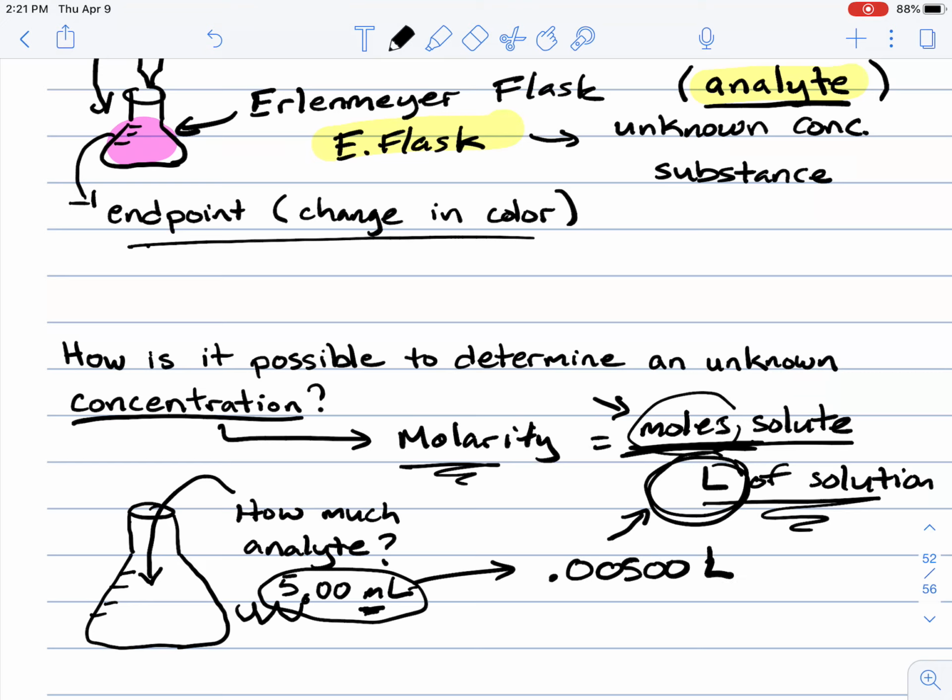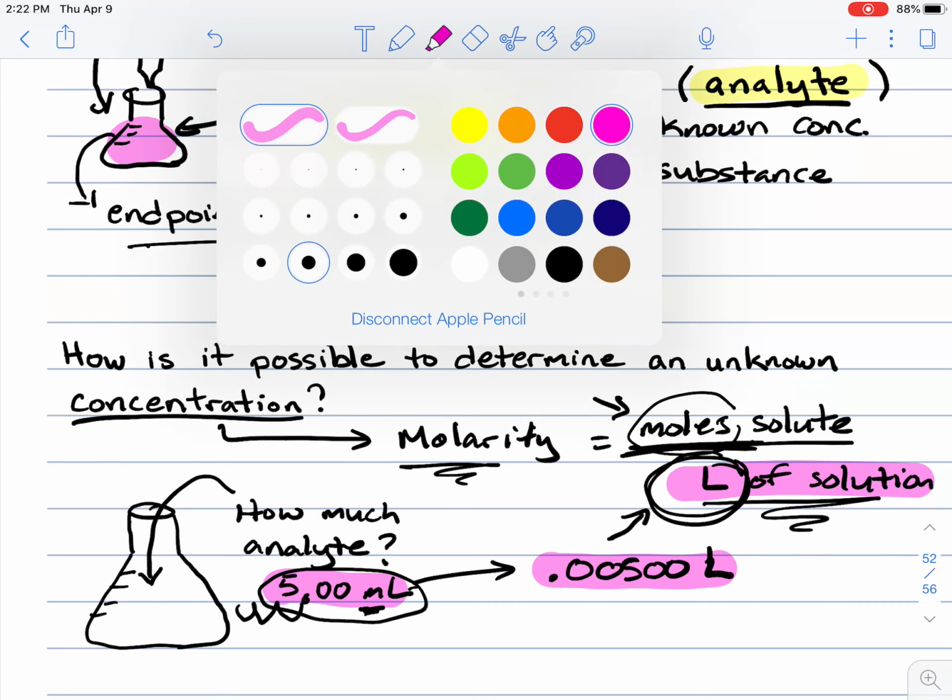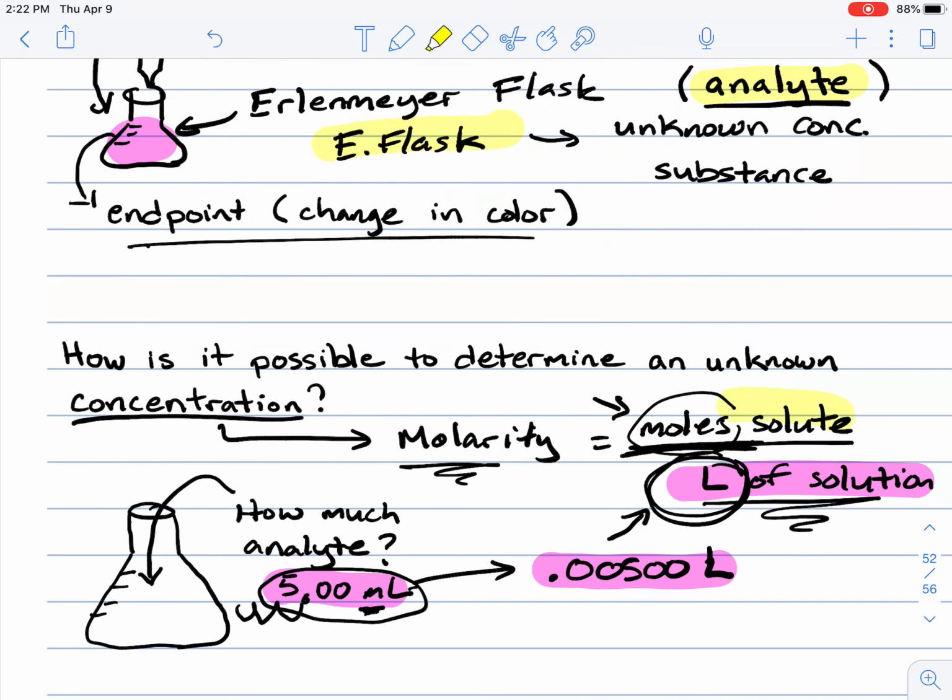Okay. And so that's pretty simple. We measured how much analyte we're using. We converted that into liters. We're going to plug that into the denominator because that's going to represent the volume of the solution. And so the more difficult piece to this puzzle is determining the moles of solute that's inside that solution.